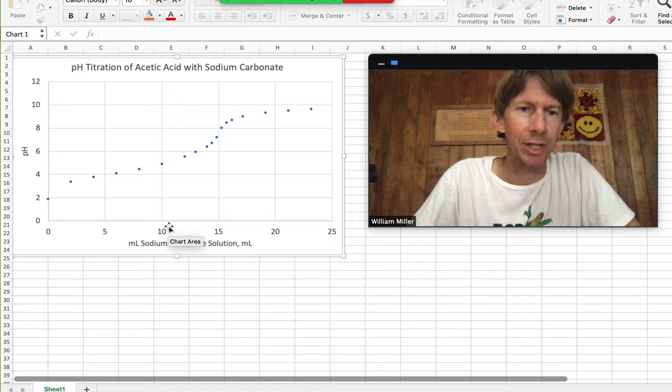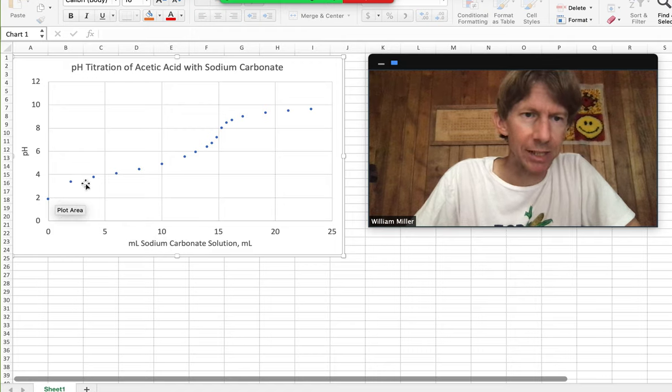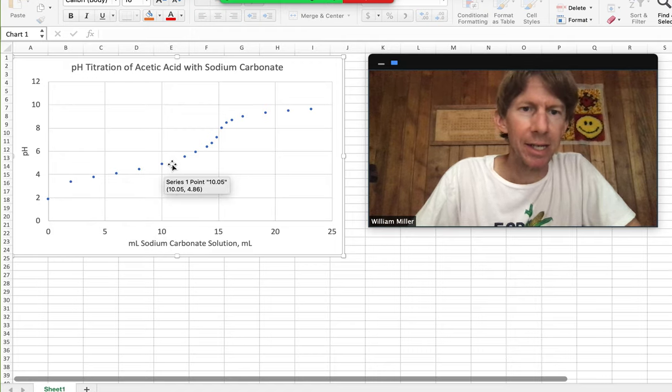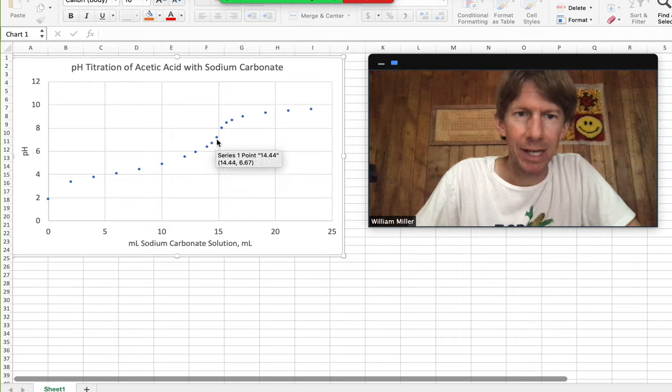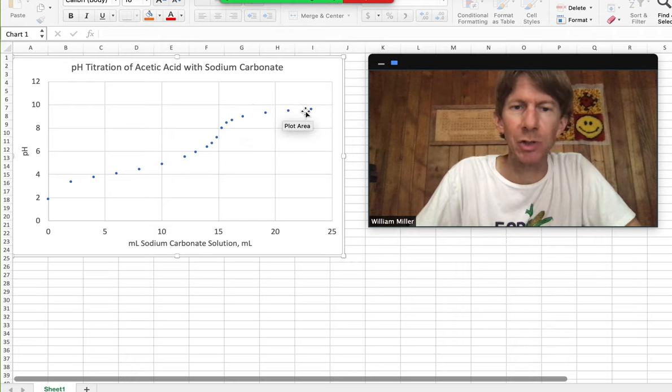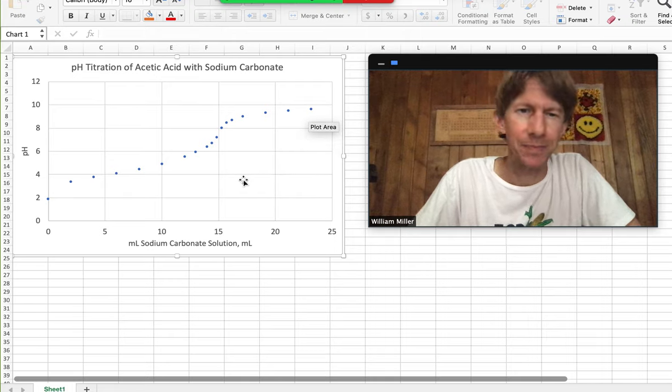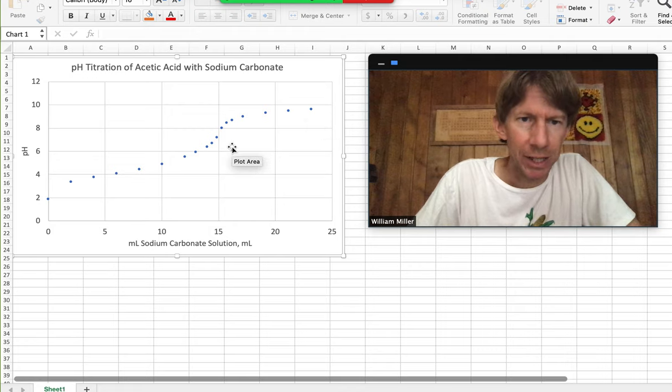It was my first titration. You can see I was adding 2 milliliters here at the beginning. Then I added 1 milliliter a couple times. And then as soon as I passed 6, I added 0.5 milliliter in here. And then I went back to 2 milliliters until I passed a pH of 9.5.